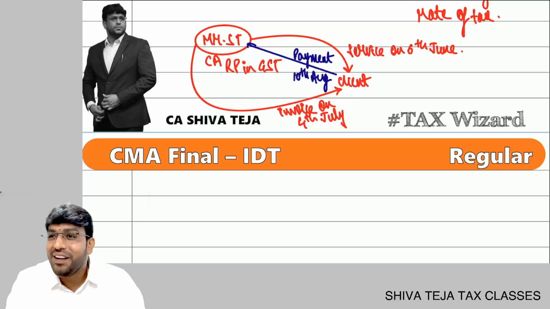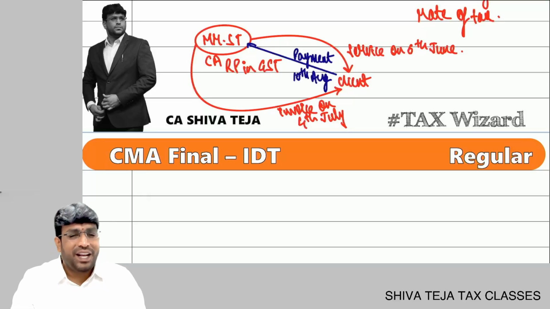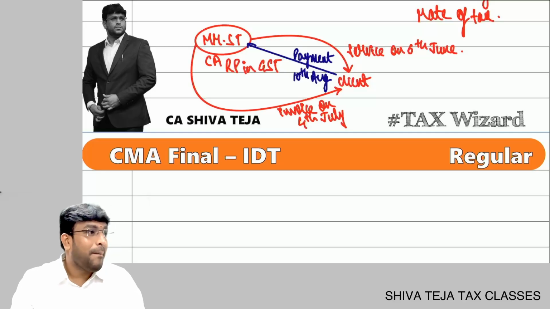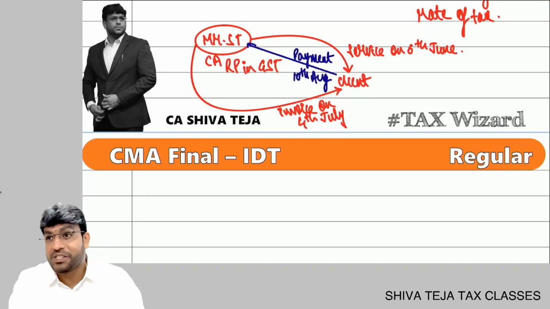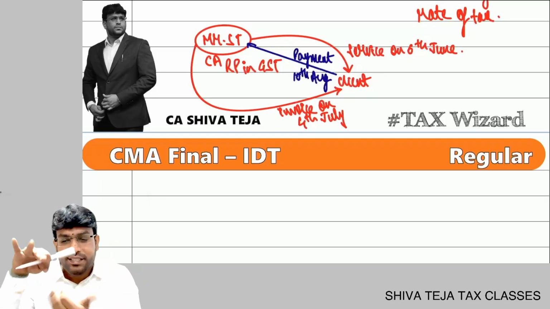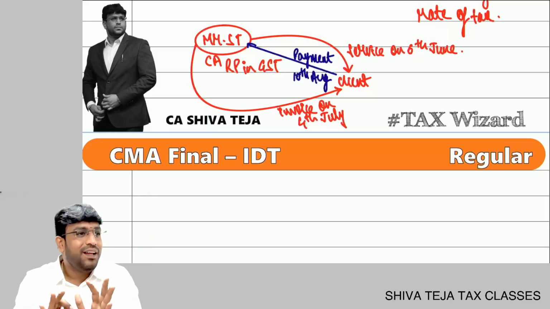Did you understand? I feel so sad when I take a class for CMA final and they have already written CMA inter exams, passed and qualified. Topic is over, chapter also learned. They know what is time of supply, but they are not clear why they are learning it. It must be purpose driven. That time you learned invoice, payment, whichever is earlier. Okay, that is fine. But why?